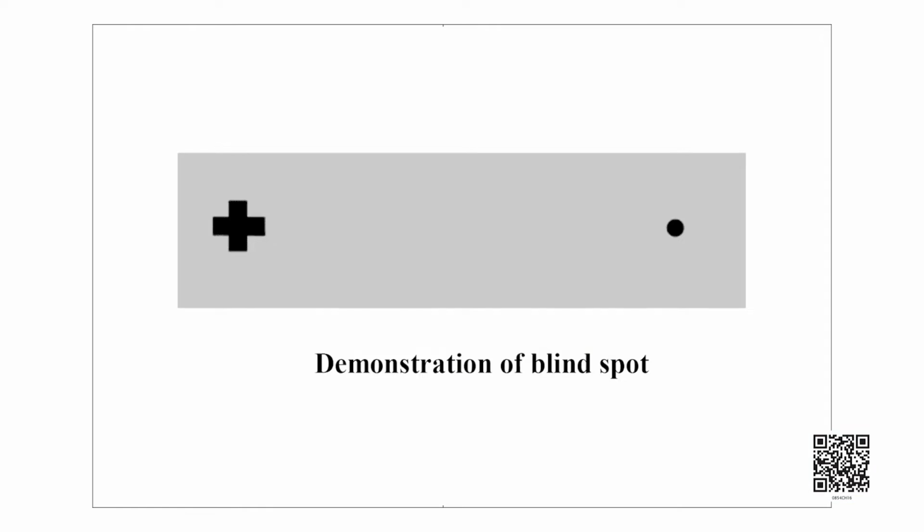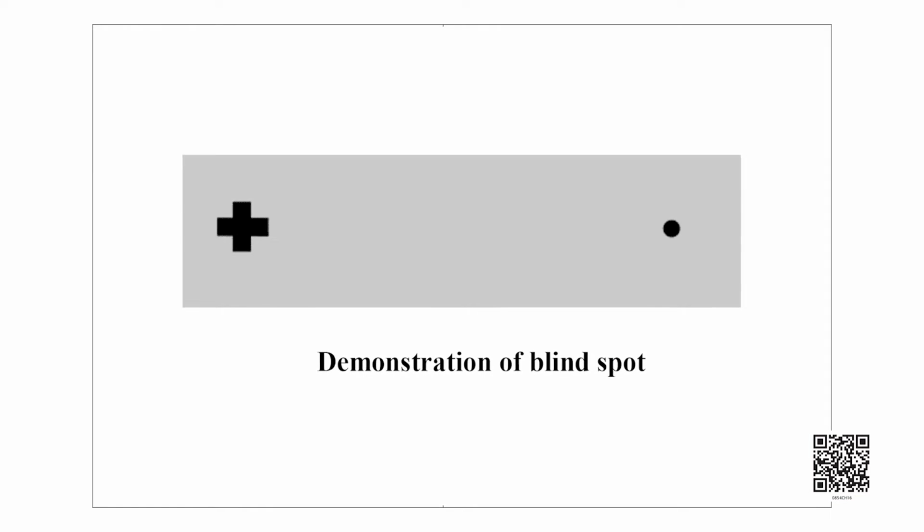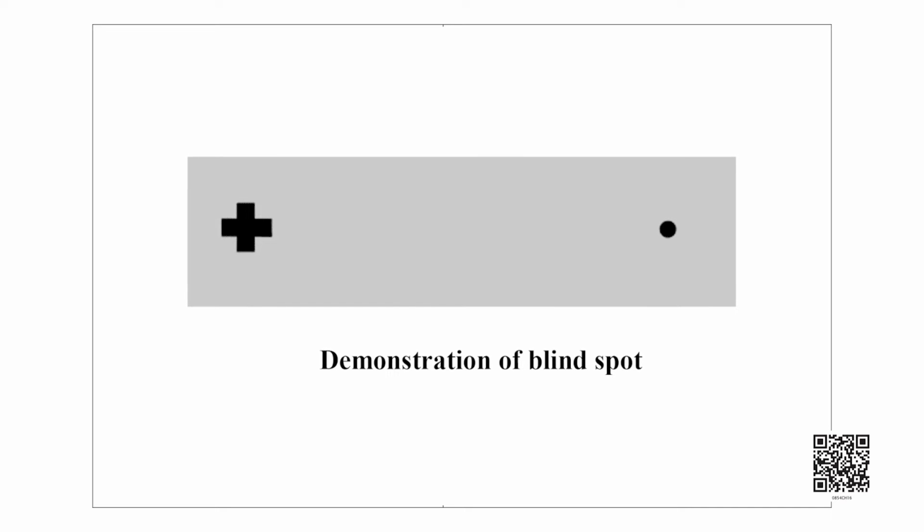Close your left eye. Look continuously at the plus sign. Now move the sheet slowly towards you, keeping your eye on the plus sign. Does the round mark disappear at some point? Now close your right eye. Look at the round mark now and repeat the activity. Does the cross disappear now?